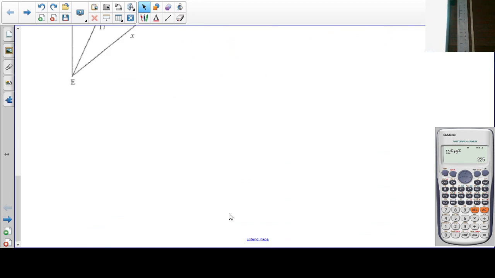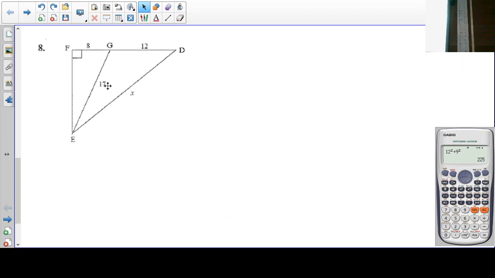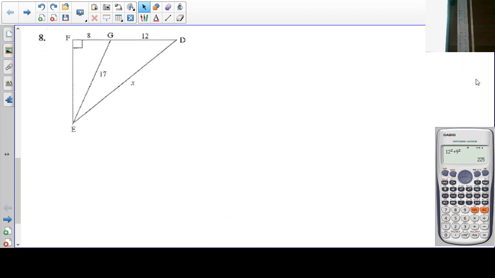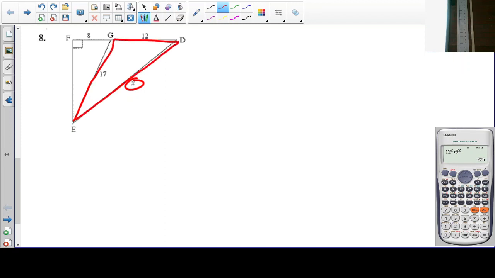Let's look at number 8. In number 8, could I say, to solve for x, that in triangle EGD, x squared equals 17 squared plus 12 squared? Could I have said that?